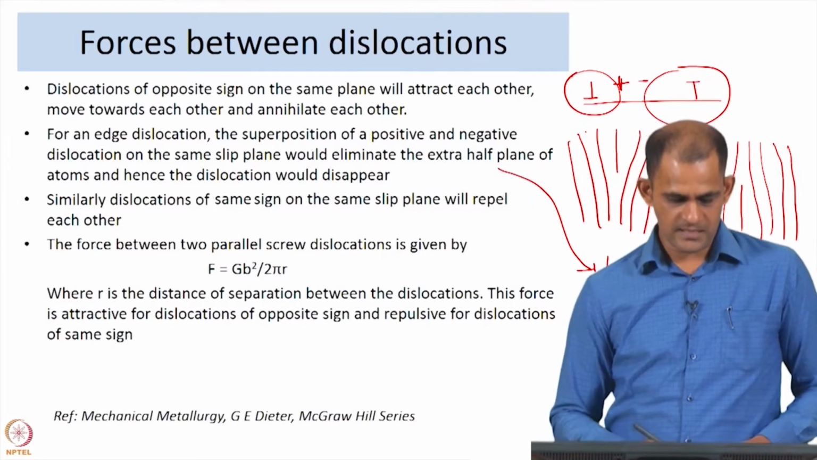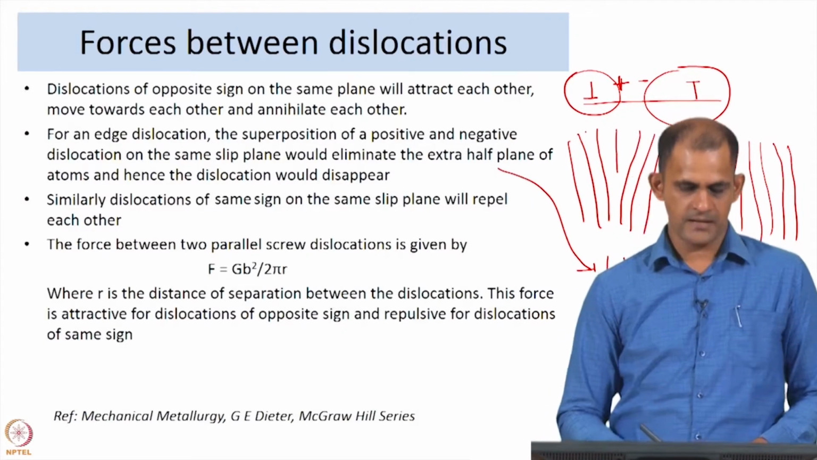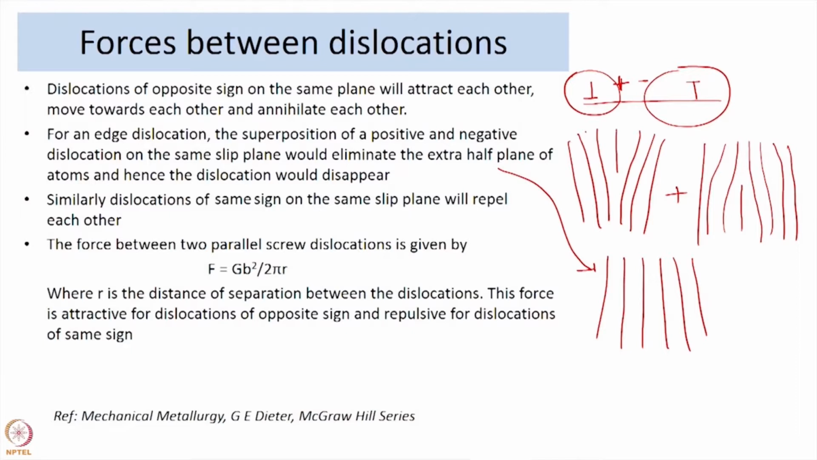So, where r is the distance of separation between the dislocations, and like I mentioned earlier, if you have two screw dislocations, then the force between the dislocations is dependent on this distance r, and it is basically given by the following relation. Again, here I am not covering forces between edge dislocations.